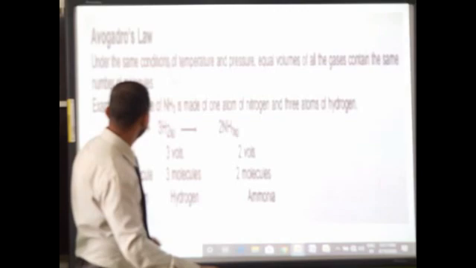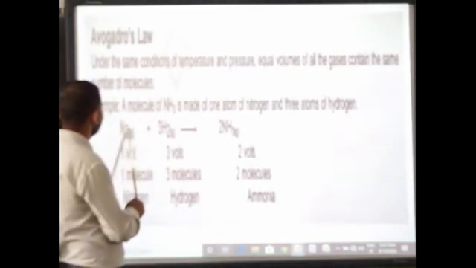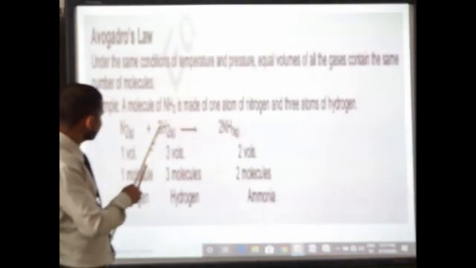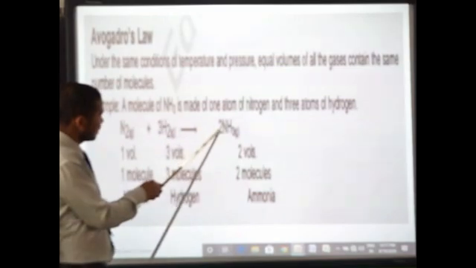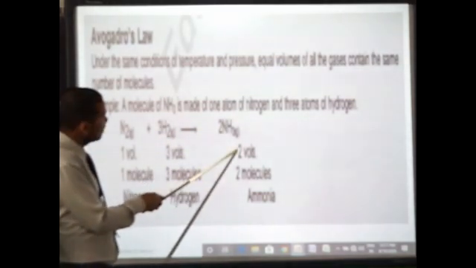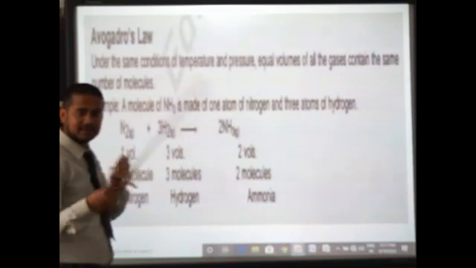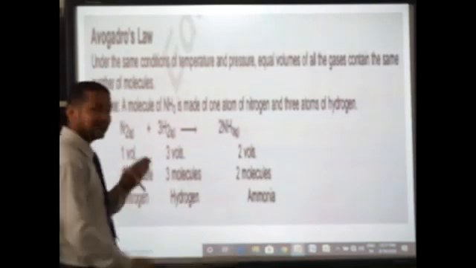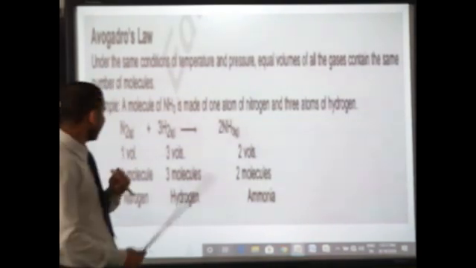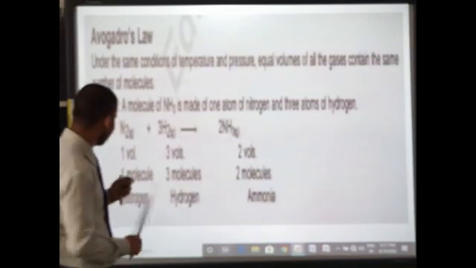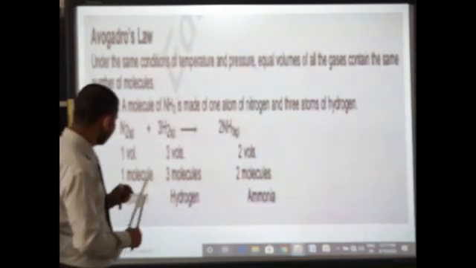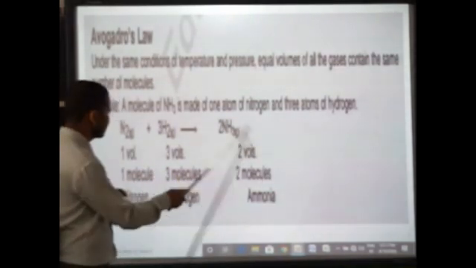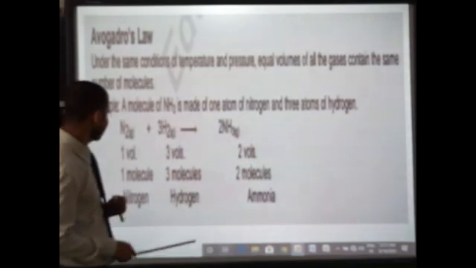For example, 1 volume of nitrogen gas reacts with 3 volume of hydrogen gas, which gives 2 volume of ammonia gas. Are they in a simple whole number ratio? Yes. 1:3:2. So they are in a simple whole number ratio. And this can be said as volume as well as molecule: 1 molecule of nitrogen gas, 3 molecules of hydrogen gas, 2 molecules of ammonia gas.